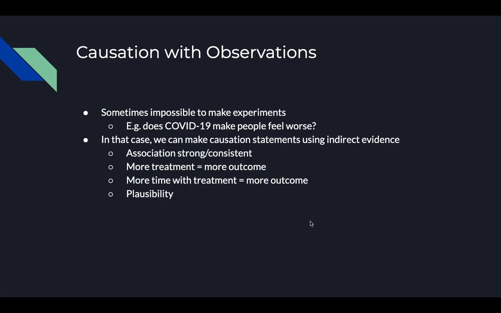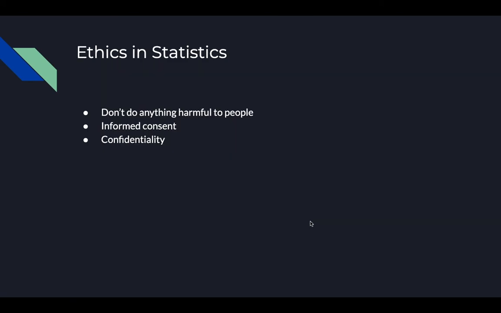For those four things, we can see with our coronavirus example that people with coronavirus generally are less healthy. If they have coronavirus and they're older, they have more adverse health effects. More time with coronavirus makes you feel worse, and it's clearly plausible because coronavirus is bad. So even though we didn't have an experiment to test that, we can still make those conclusions in an observational study, albeit indirectly.